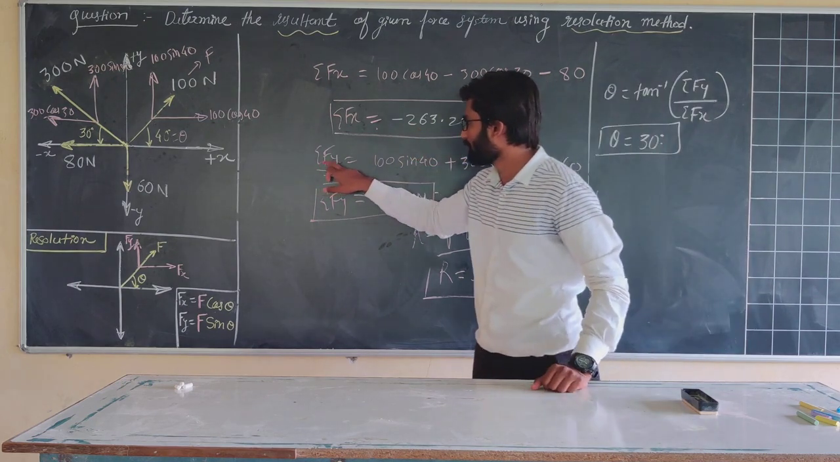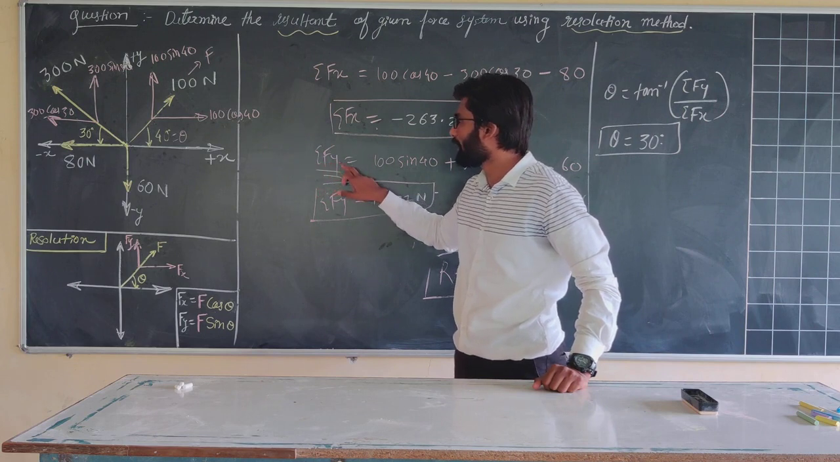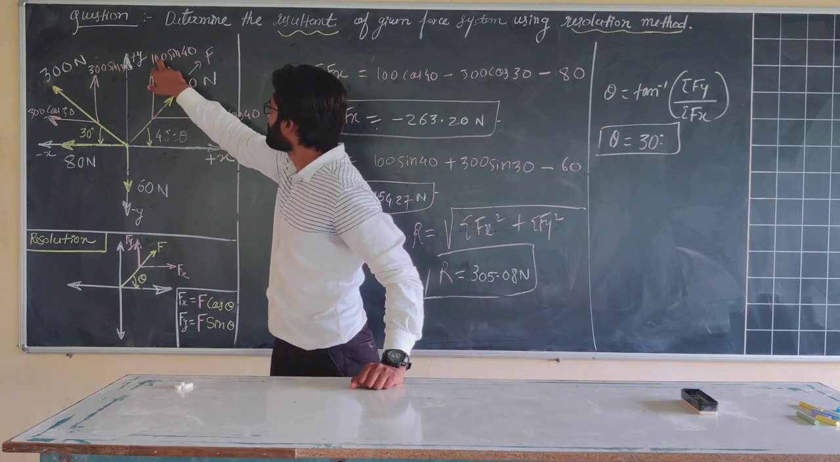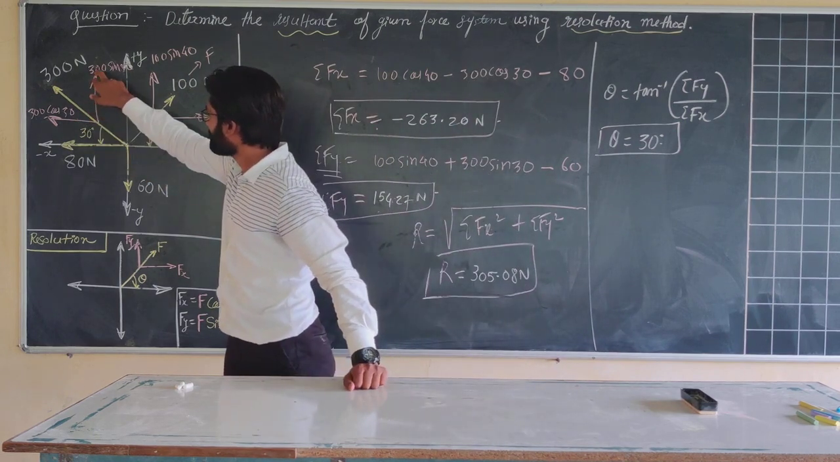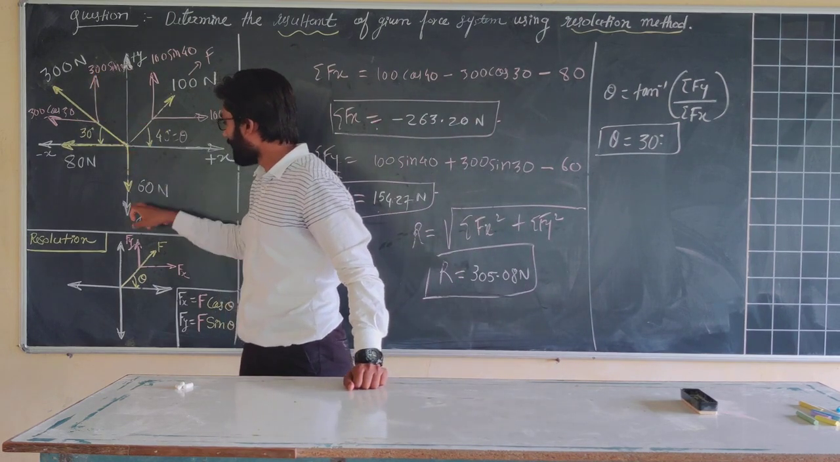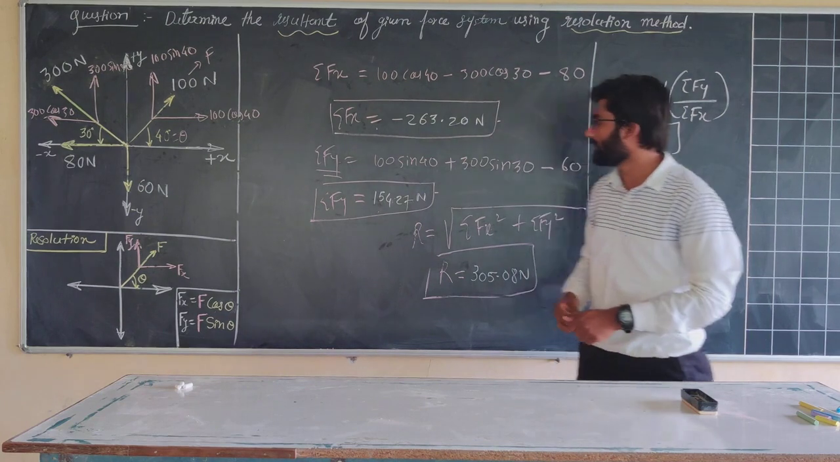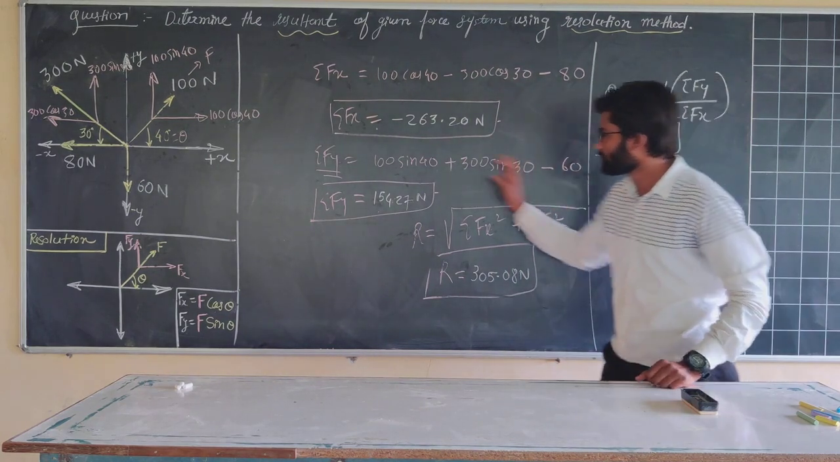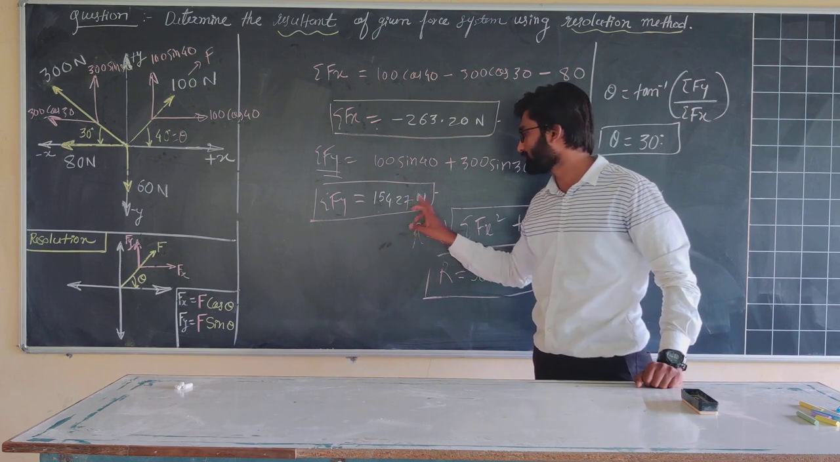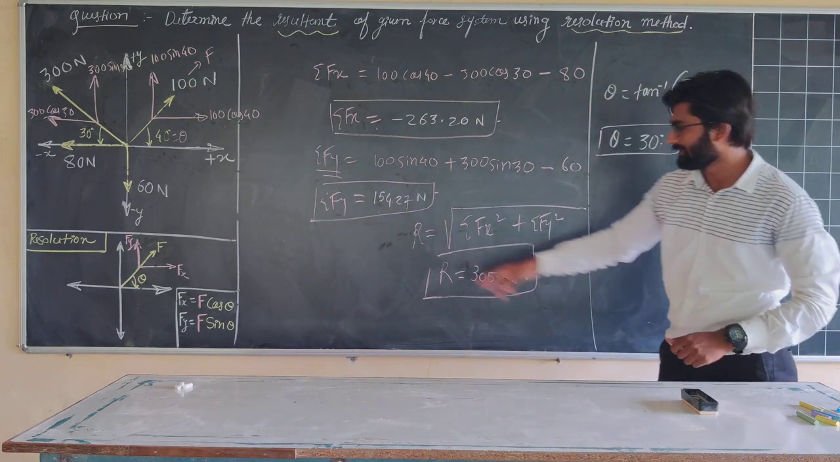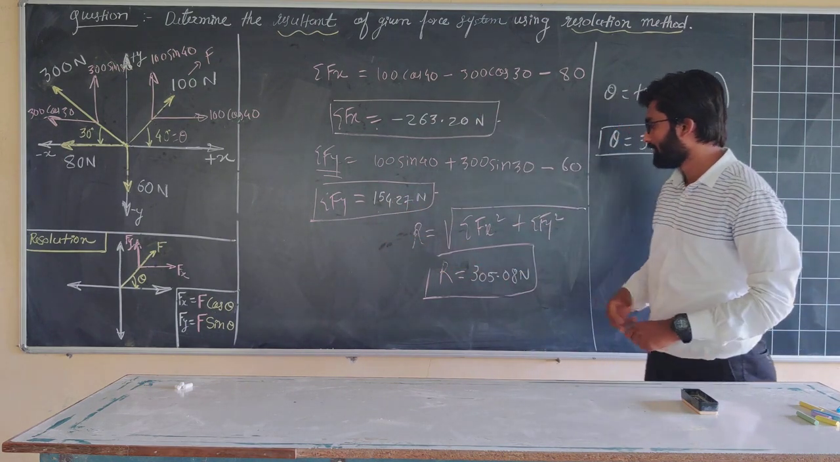Now we'll find the summation of Fy, that is the addition of forces in y direction. Here we have 100 sin 40 positive, then 300 sin 30 positive, and then minus 60 as it is acting along negative y-axis. Solving this, we get summation of Fy as 154.27 Newton.